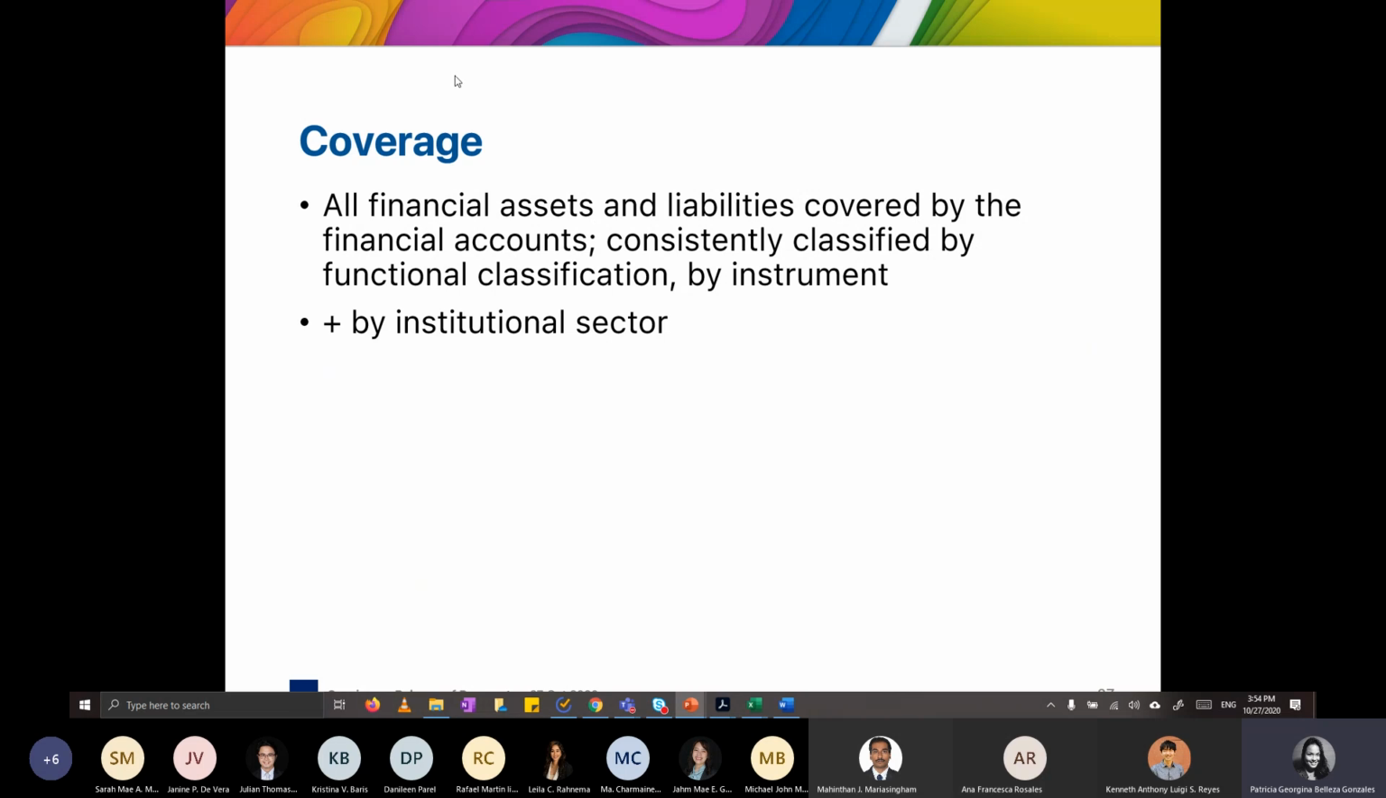So the coverage, since it records the changes in the financial assets and other changes, corresponds to the financial assets and liabilities covered in the financial accounts, consistently classified by functional classification, and in some instances for some countries by instrument as well. And then further, to harmonize it with the classifications in the national balance sheet, which it is a subset of, they also include a classification by institutional sector.